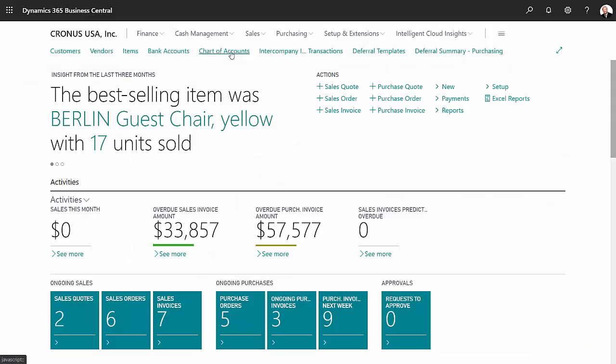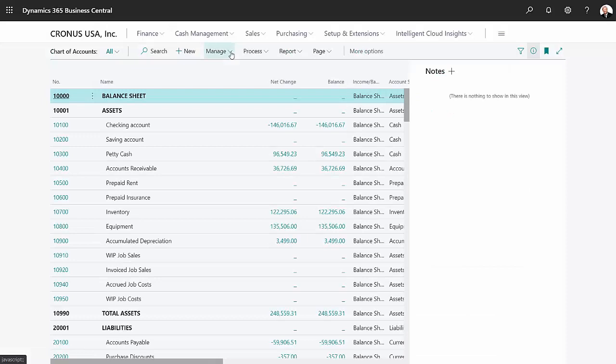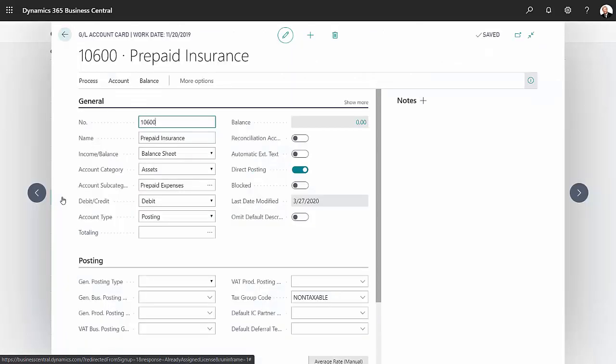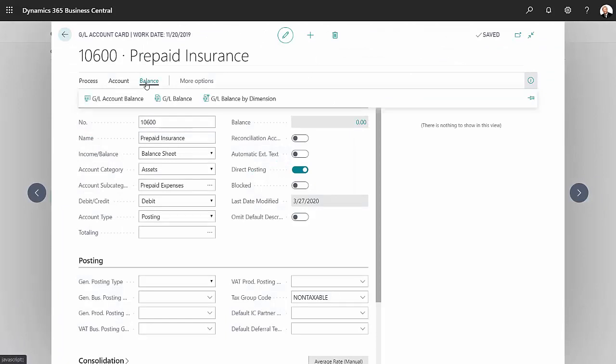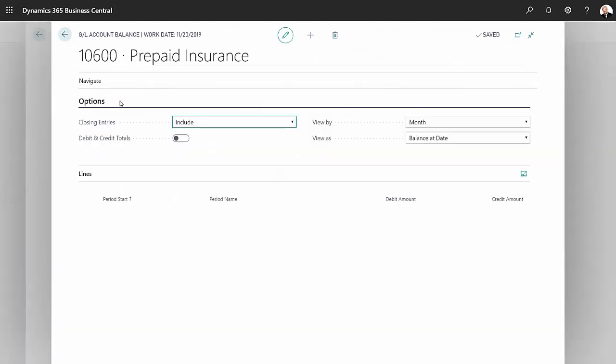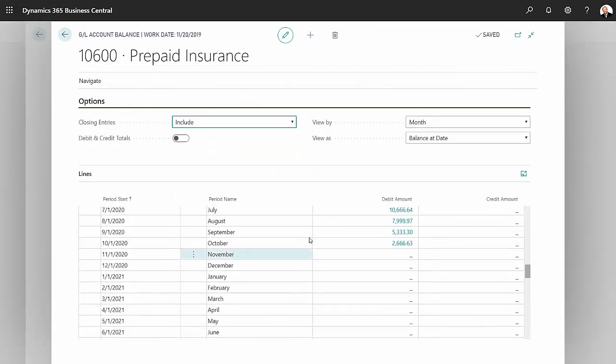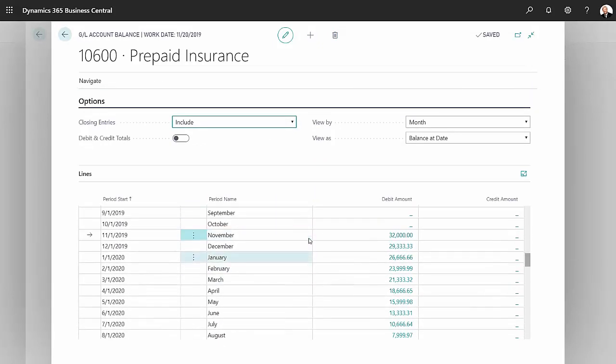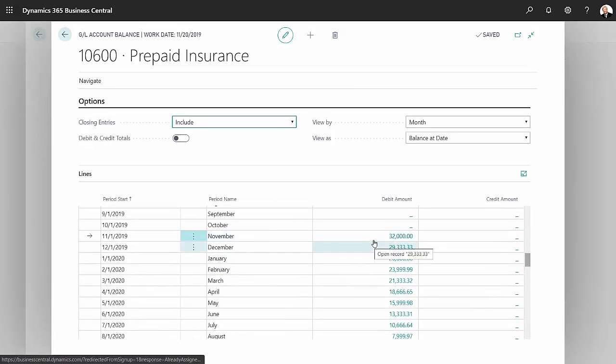Let's take a look at the results. If I look at the prepaid insurance account, look at the balance over time, and scroll up here into 2019, you can see I had a previous amount here for $2,000 and I added $30,000 to the prepaid account, and you can see how it goes down throughout the year.